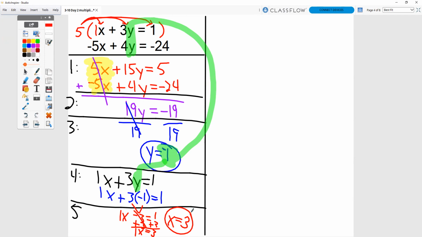Whoops. Sorry, I messed that up. 1 plus 3 is 4. So I get a final answer of x equals 4. Sorry about that. Now we got to do our check.